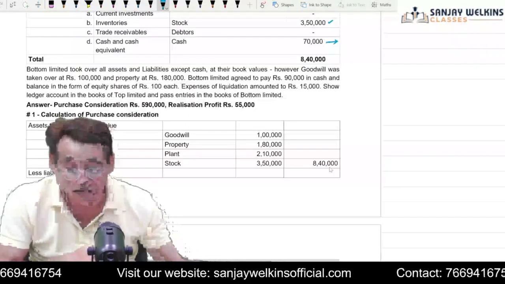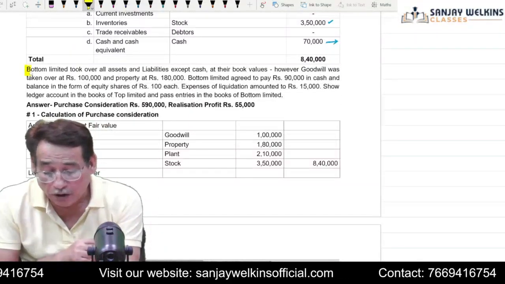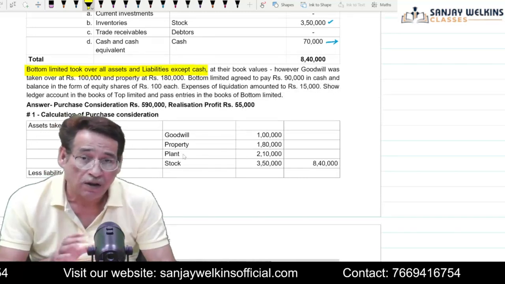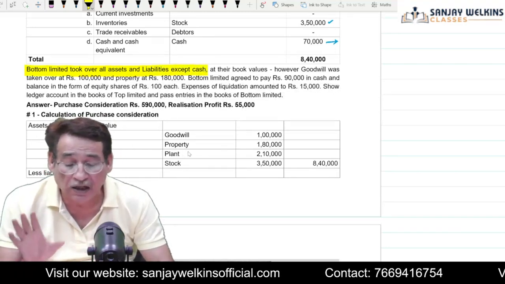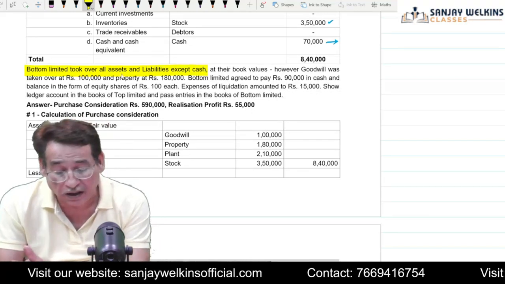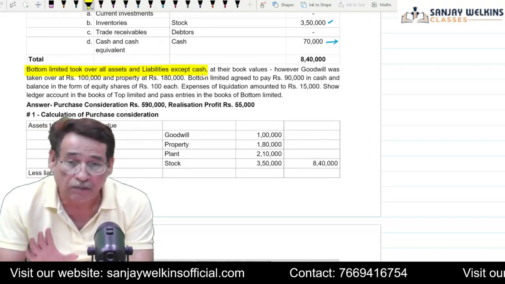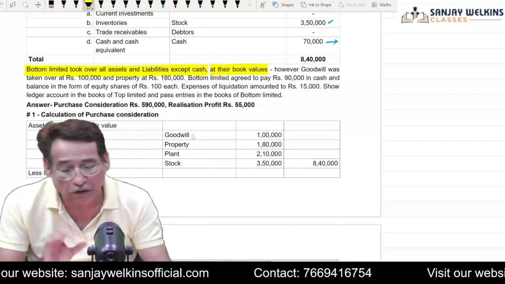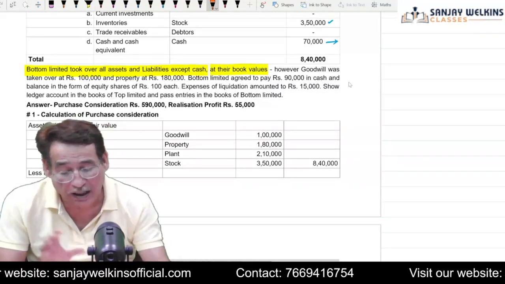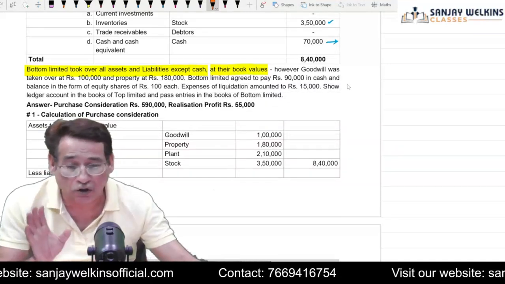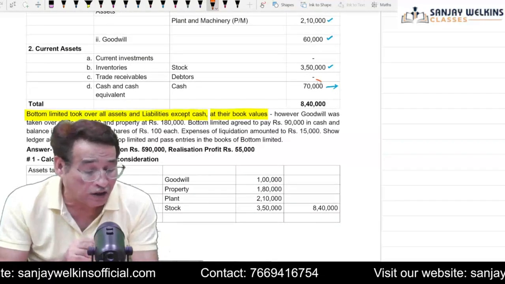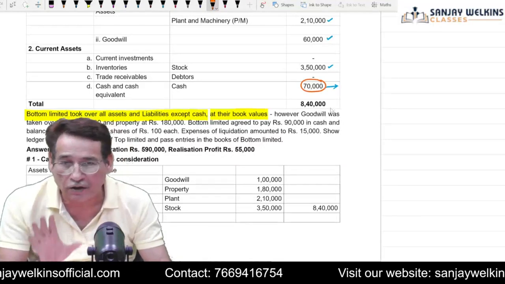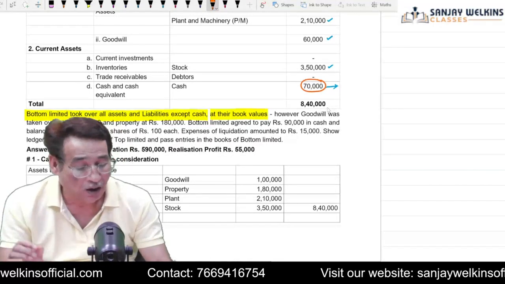Now the question says below, Bottom Limited took over all assets and liabilities except cash. In this question, it is clearly given that Bottom Limited is taking over all your assets and liabilities except cash at their book values. First of all, the question says that all the assets and liabilities have been taken over except cash. So now we come to know that cash is not taken over. So cash will be posted to the debit side of the cash account. Is it clear to you?